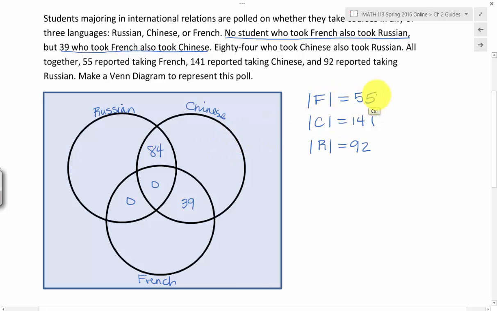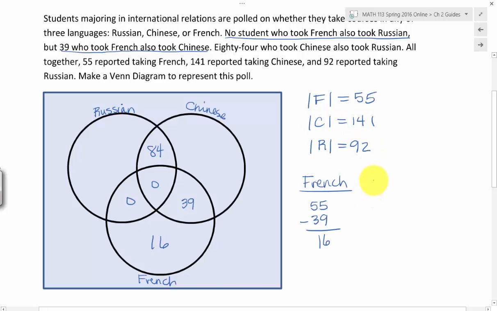Now, for French, there were 55 students altogether. So I see 39 of the students are already accounted for because they're taking French, but they're also taking Chinese. So for French, I need to calculate, I have 55 students minus 39 who are also taking Chinese, and that's going to give me 16. So I have 16 students taking only French.